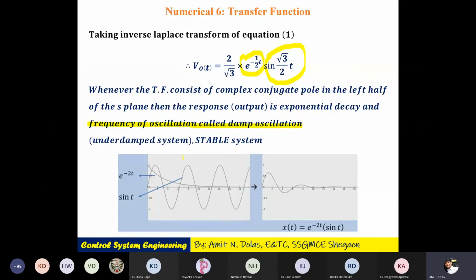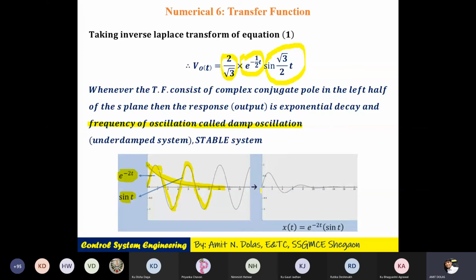They are multiplied. So here the example is somewhat different. I got image, but it has different value. You just consider this e raised to power minus 1 by t. So this is exponential decay, we can see. Another is sine omega t. Instead of sine t, you please consider sine root 3 by 2 t. It is a sinusoidal waveform. These two signals are multiplied with constant 2 by root 3.